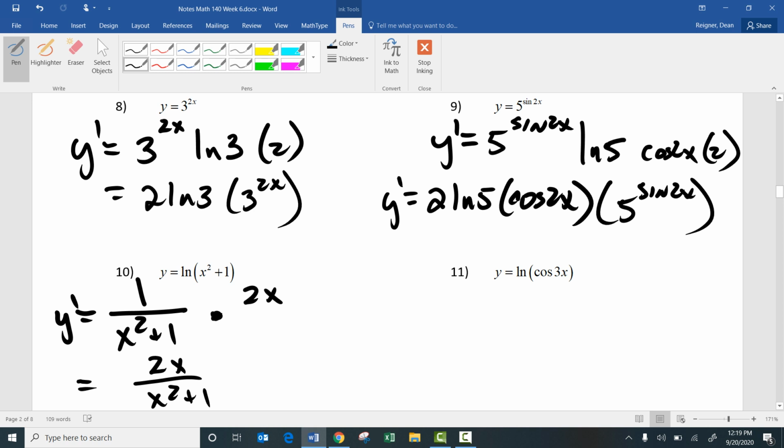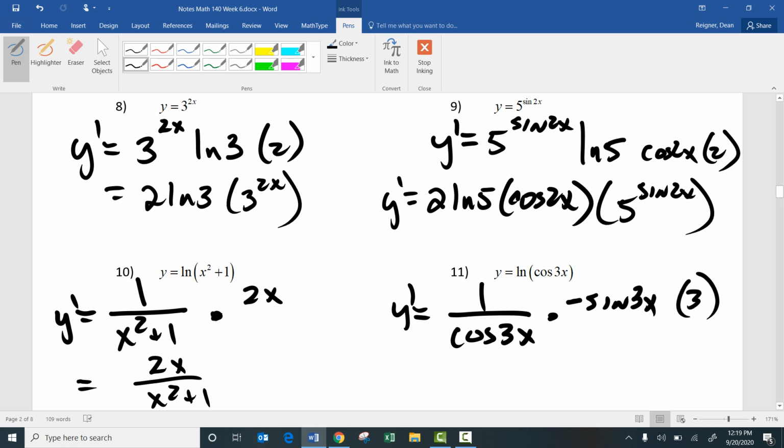Next one, derivative of y is y prime. Derivative of a natural log is 1 over that thing times the derivative of that thing. The derivative of cosine is negative sine, angle stays the same. And then the derivative of the angle, the derivative of 3x, is 3. So that all goes on the top.